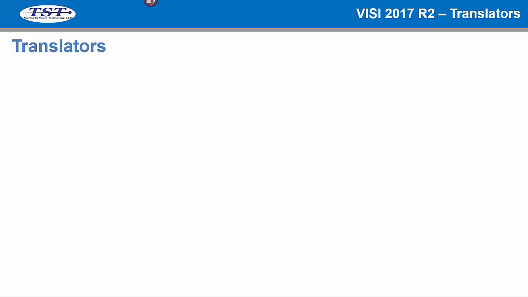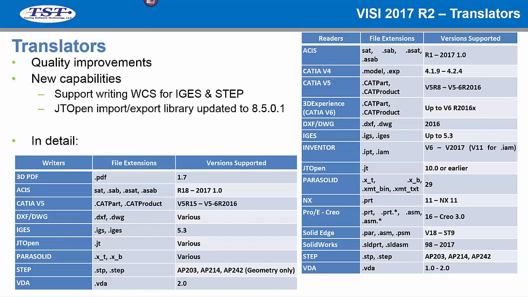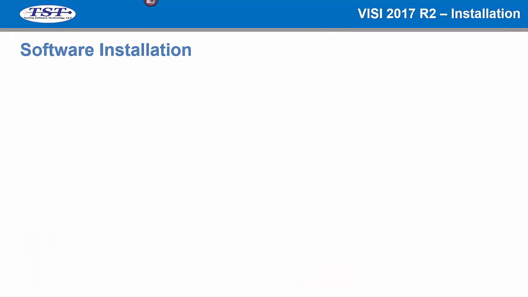So first up, we're going to go through some of the enhancements to the translators. So as always, we have some quality improvements and updating as other software updates. We have continued to make ours better. So some new capabilities: support writing WCS for IGES and STEP, as well as JT Open Import-Export libraries have been updated to 8.5.0.1.